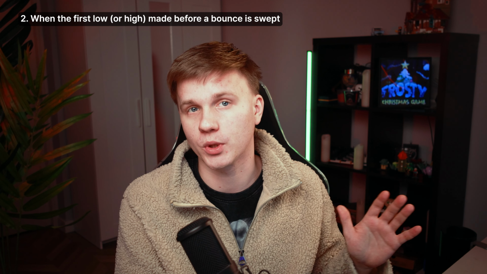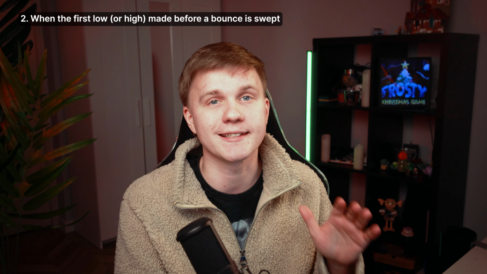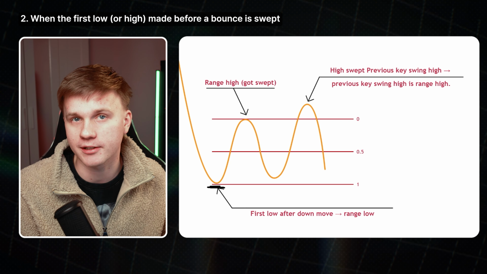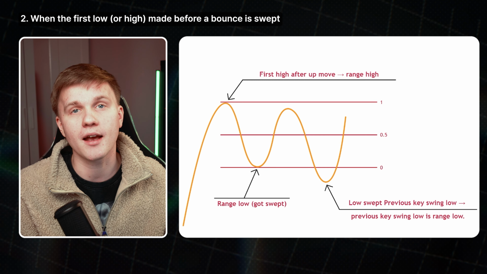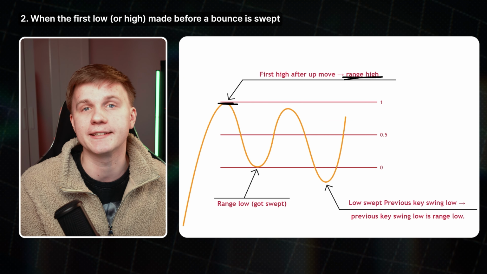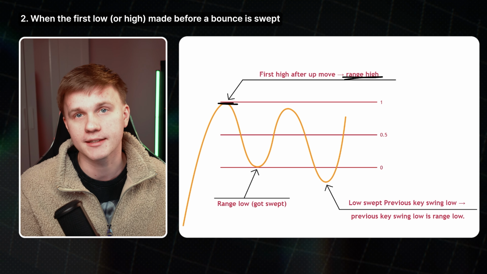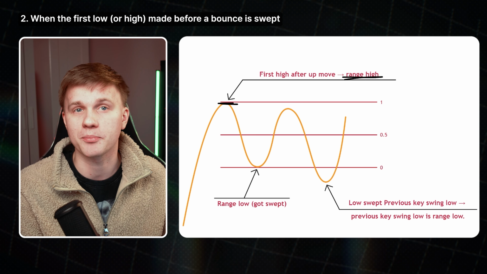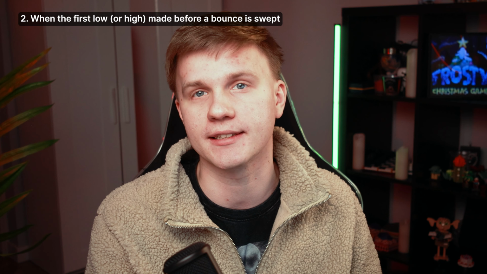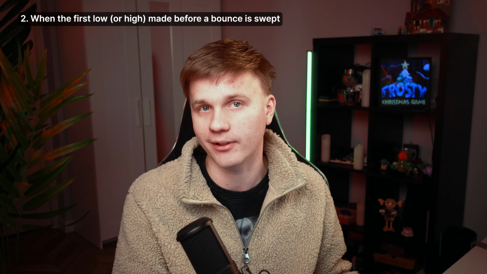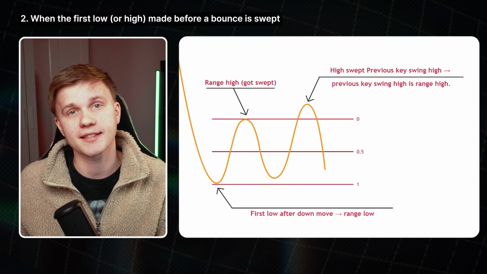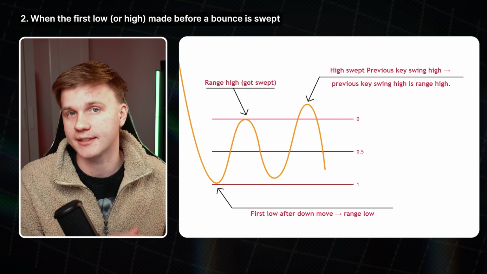The next scenario occurs when the first low or high before a bounce is taken out by the price. After a strong downward move, we initially label the first low as the range low, and the high after the bounce as the range high. However, if the price dips below this initial low, it's no longer a valid range low. Instead, we use this breached low, as it represents a point of liquidity. Liquidity and stop losses are essential concepts related to ranges, which we'll explore in more depth later. And this principle also applies in reverse for upward moves. If the first high is surpassed, we then take this breached high as the valid range high.